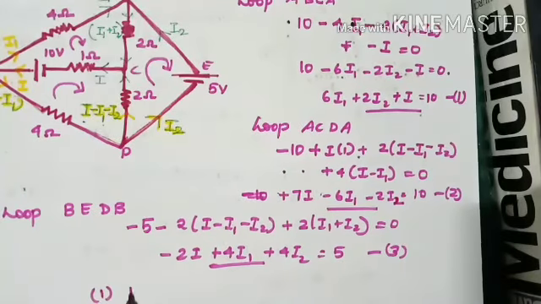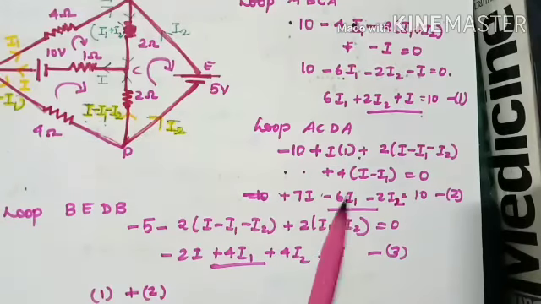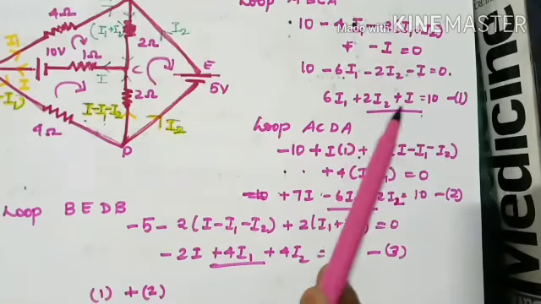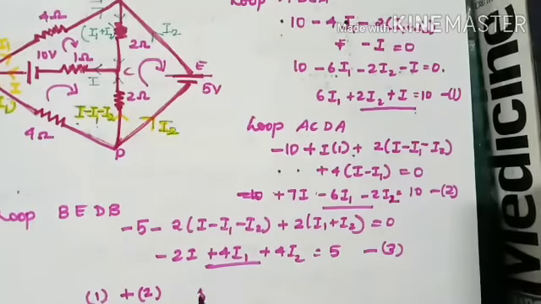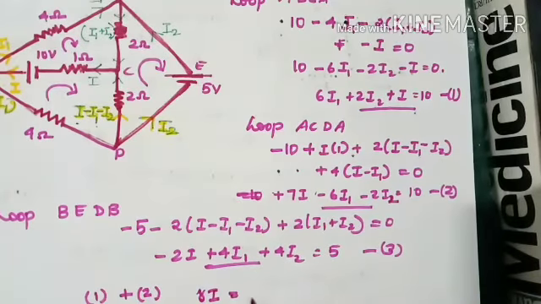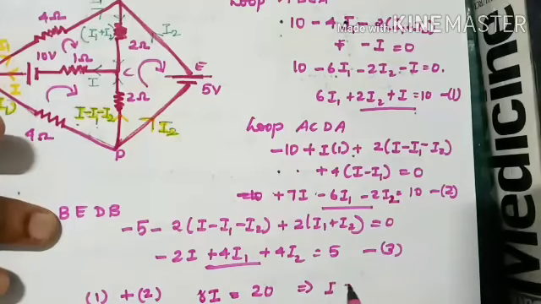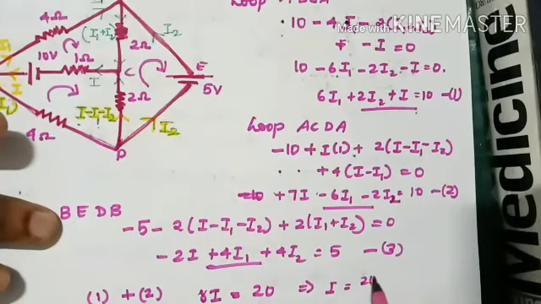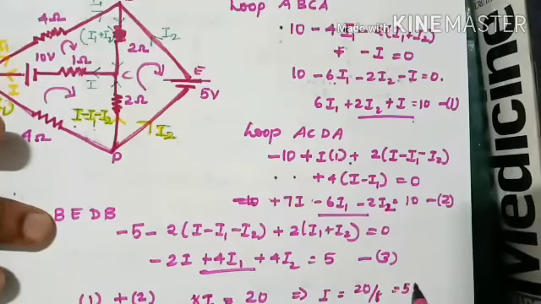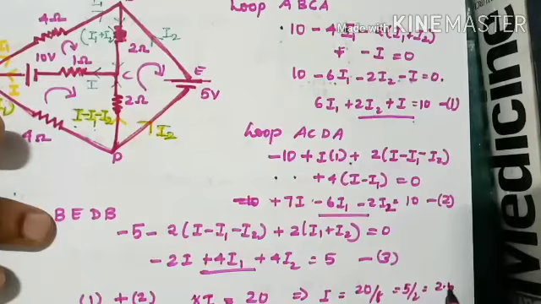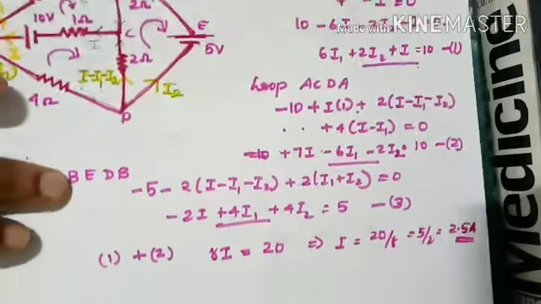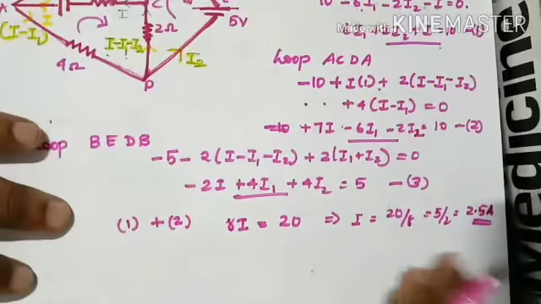Let's add equation 1 plus 2. There is what? You will get 7i plus i, that is 8i. The other terms go off, is equal to 20. 10 plus 10, 20. So you can get i is equal to 20 by 8, or it is 5 by 2, or it is 2.5 ampere.